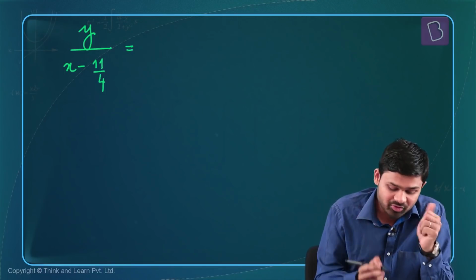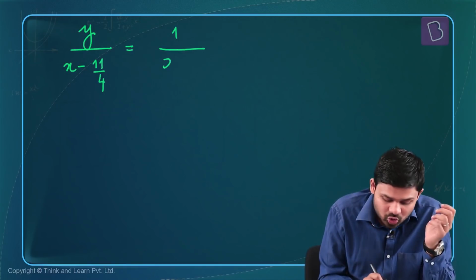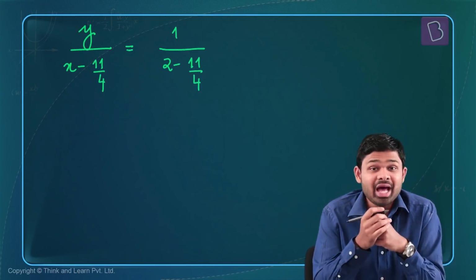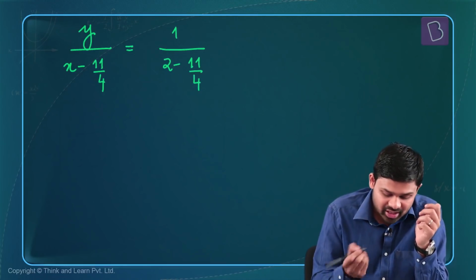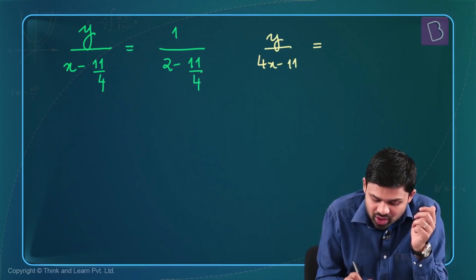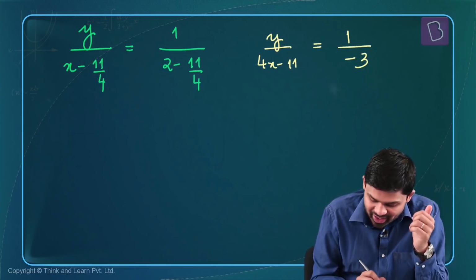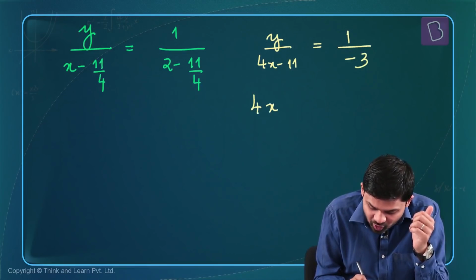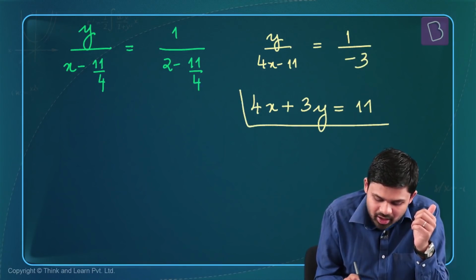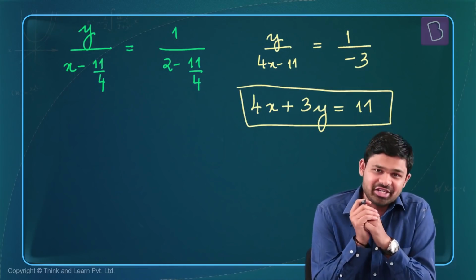So y2 is going to be 1. 1 minus 0 is going to be a 1 there, divided by 2 minus 11 by 4. I'll do a little bit of simplification, and what will I get? Here I will get y by 4x minus 11 equal to 1 by negative 3. Okay, so upon simplifying, this will give me the equation 4x plus 3y equal to 11. So this is the equation of that focal chord of interest.